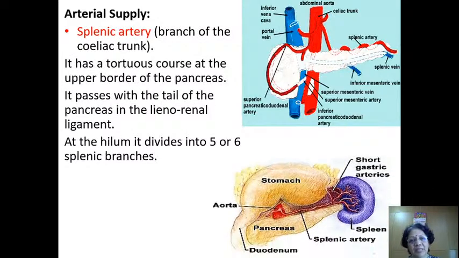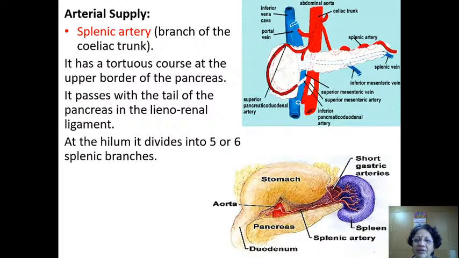The arterial supply of the organ. There's a splenic artery, a very important artery. The splenic artery is a branch from the celiac trunk, which goes in a very wavy, convoluted, tortuous manner along the superior border of the pancreas towards the spleen.